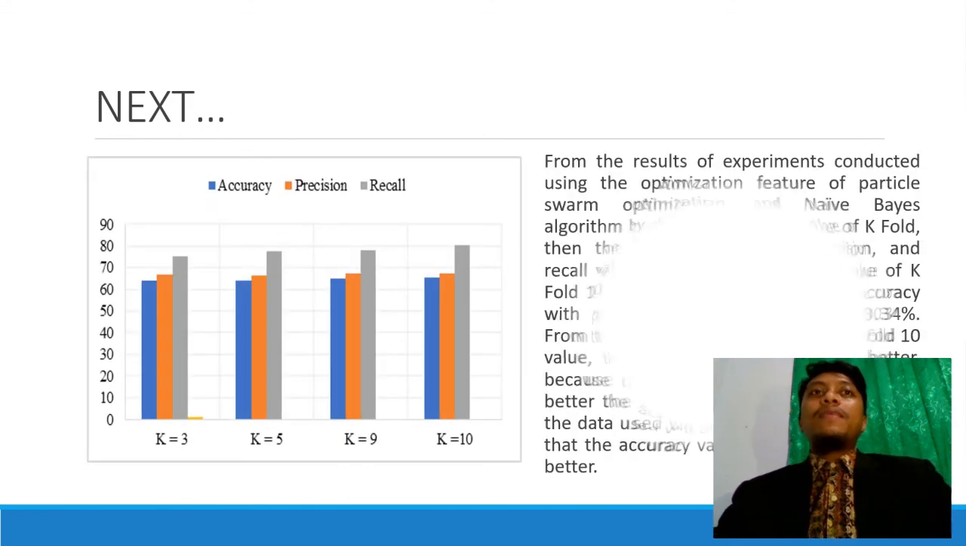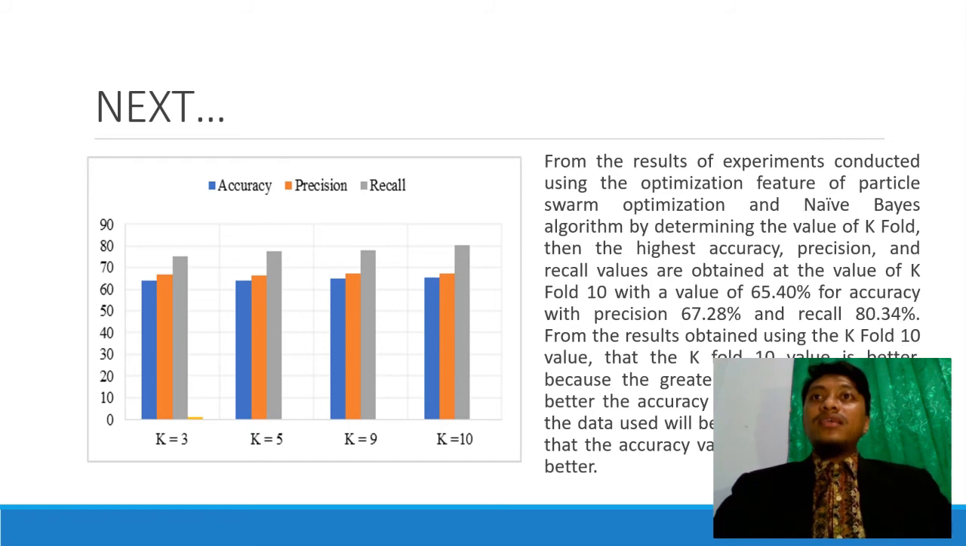The next, for the picture from the result of the experiment conducted using the optimization feature of particle swarm optimization and the Naive Bayes algorithm by determining the value of k-fold, the highest accuracy, precision and recall values are obtained at the value of k-fold 10 with a value of 65.40% for accuracy, with precision 67.28% and recall 80.35%.